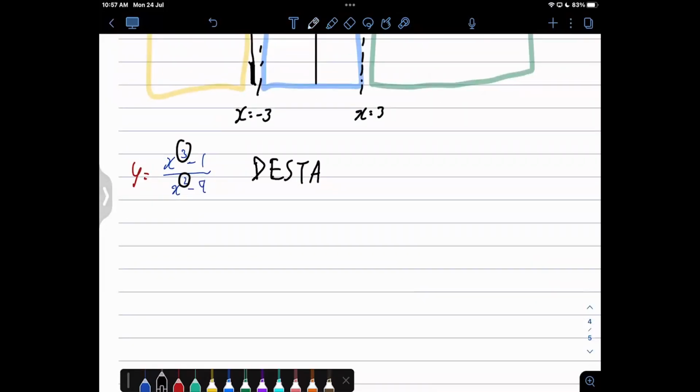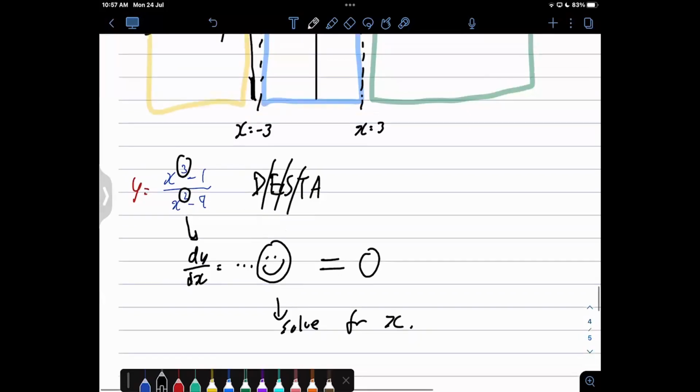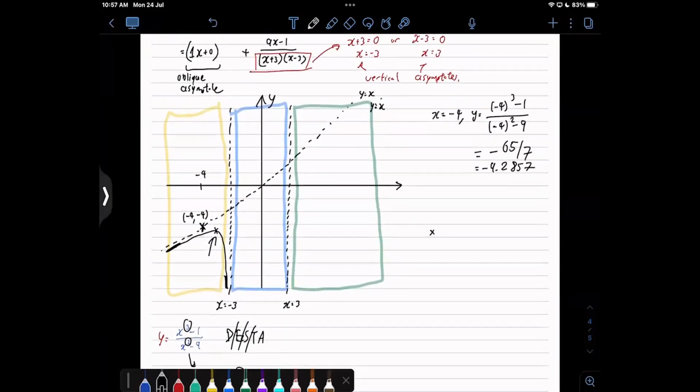You just have to differentiate this function, get dy/dx equals to, I don't know, happy face. Then you equate it to 0. From there you solve for x. There will be more than one solution for x. Why? Because let's continue drawing the graph.